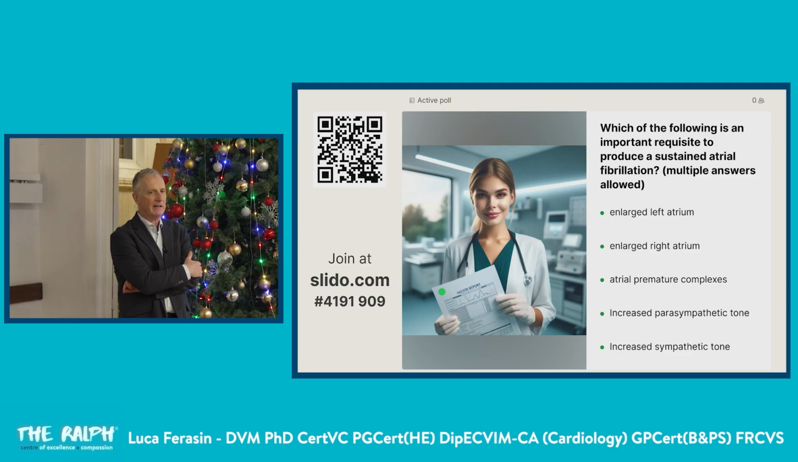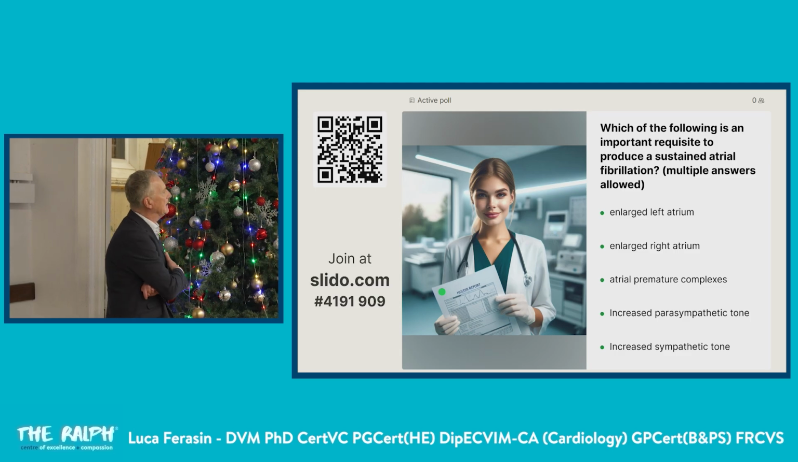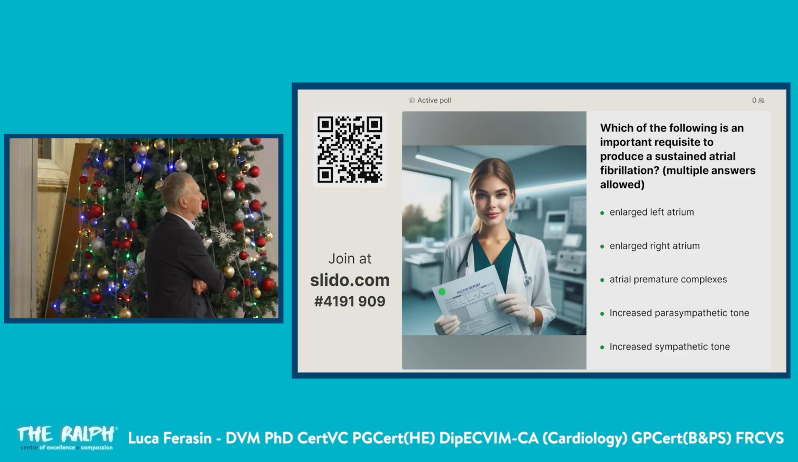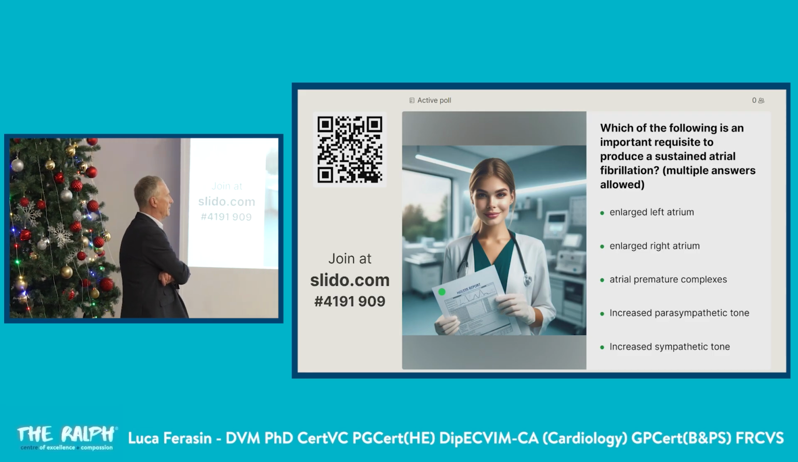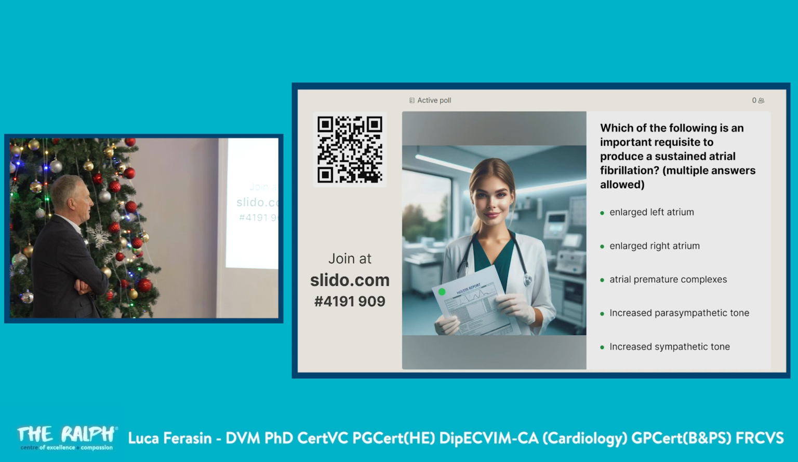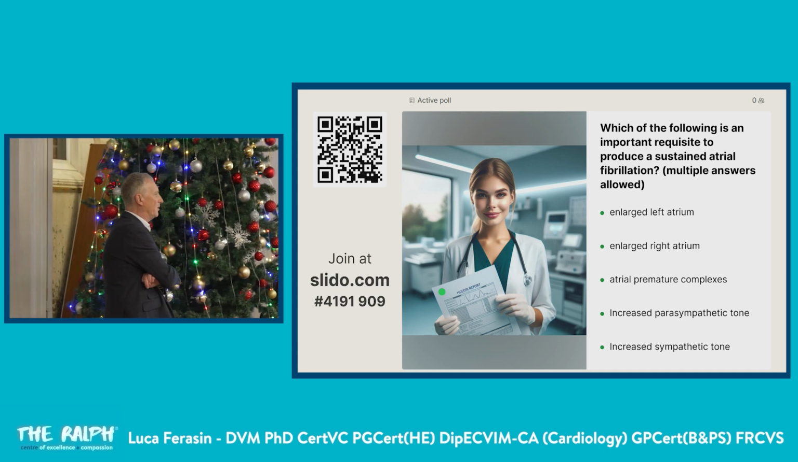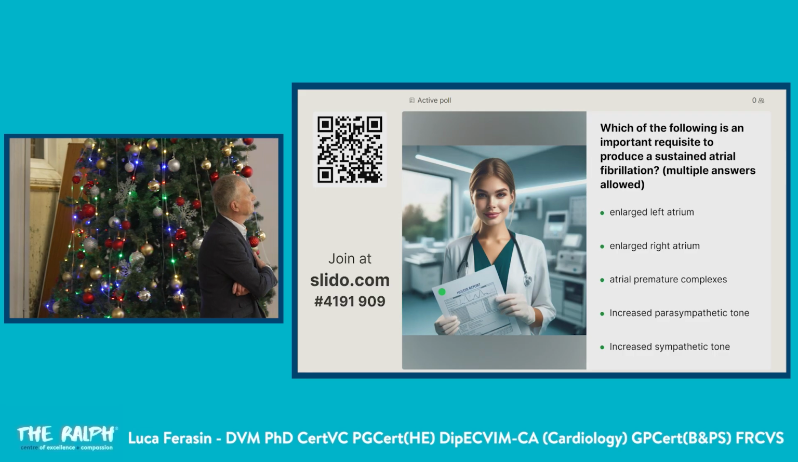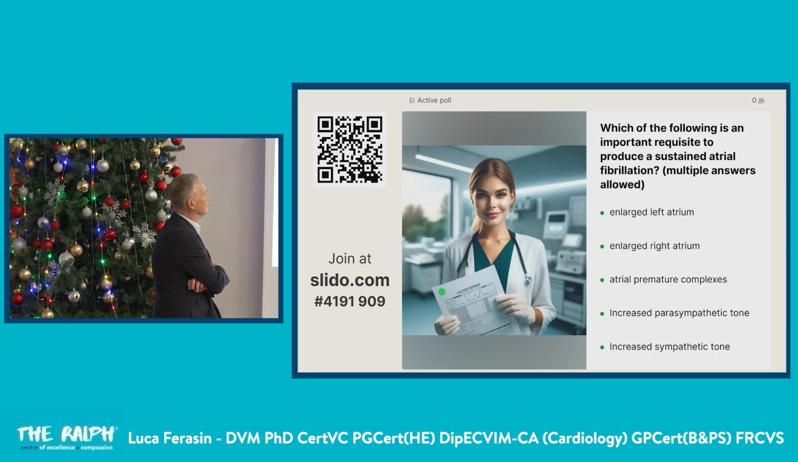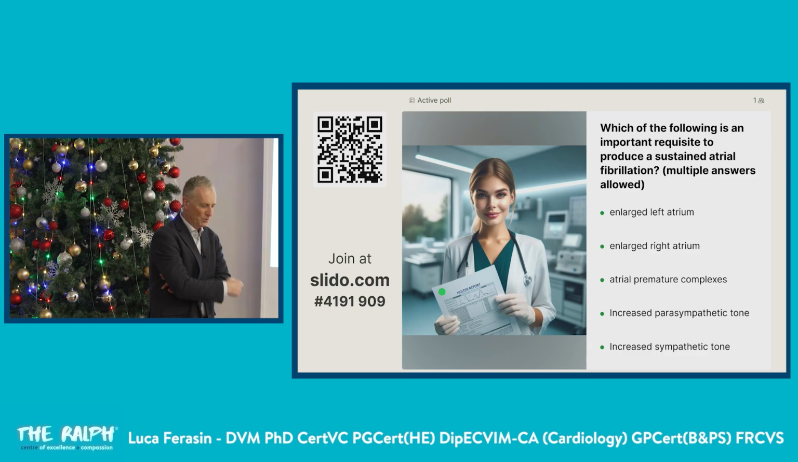Now, which of the following is an important requisite to produce a sustained atrial fibrillation? Now we're going to do something a little bit more challenging here. You can answer more than one. You're allowed to answer more than one here. You got a large left atrium, a large right atrium, atrial premature complexes, increased parasympathetic tone, or increased sympathetic tone. Okay, it could be 1, 2, 3, 4, 5, or all of them. So you can choose whatever you want.